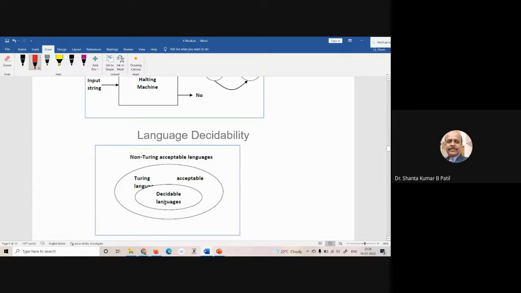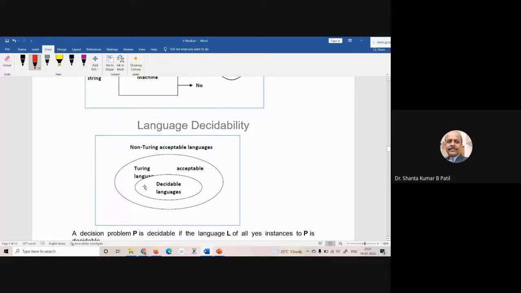Pictorially, whatever strings are there in the language, they are accepted by the Turing machine. That means the strings of the language are all going to be accepted by the Turing machine. Such a language, we can call language decidability. That means each string in the language is accepted by the Turing machine.